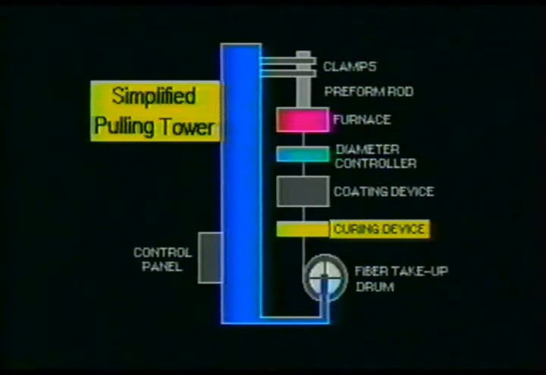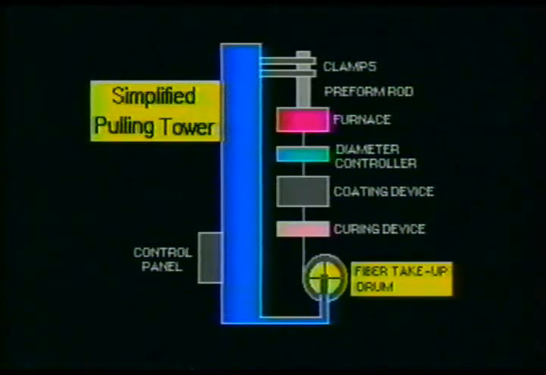From here, the plastic-coated cable is pulled through a curing furnace. The primary purpose of the curing furnace is to solidify the coating on the cable before it reaches the take-up drum. As was mentioned earlier, the speed of the take-up drum actually controls the diameter of the fiber cable while it is being drawn.